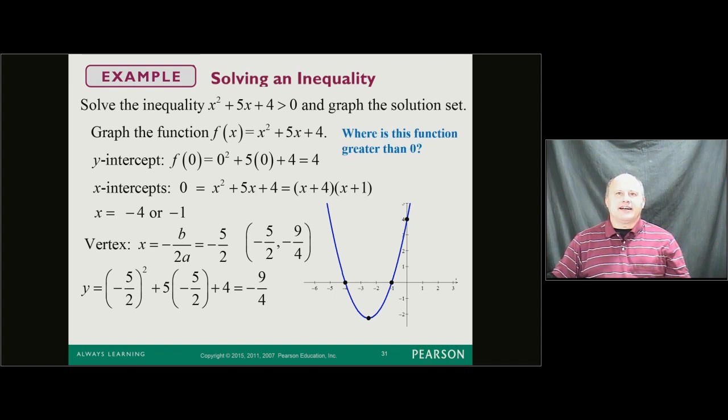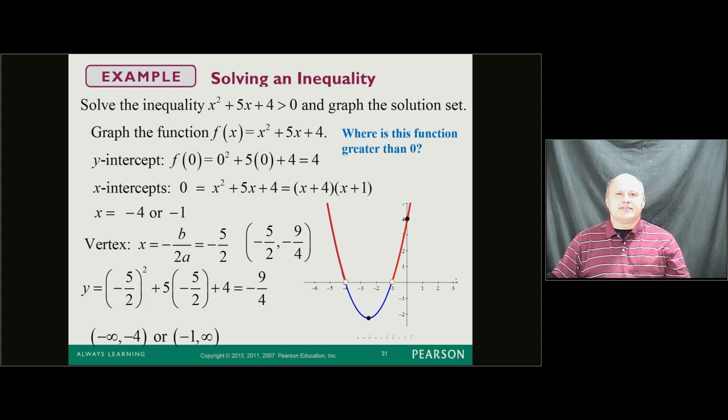So where is it greater than 0? Well, a function is greater than 0 when it's above the axis. And so if you notice, it's above the axis in the red. Notice the open circles, meaning they're not above the axis there. So it's only in the red where the graph is above the axis, and that's where it's greater than 0. So to the left of negative 4 and to the right of negative 1. So negative infinity to negative 4 or negative 1 to infinity, that is where it is greater than 0.